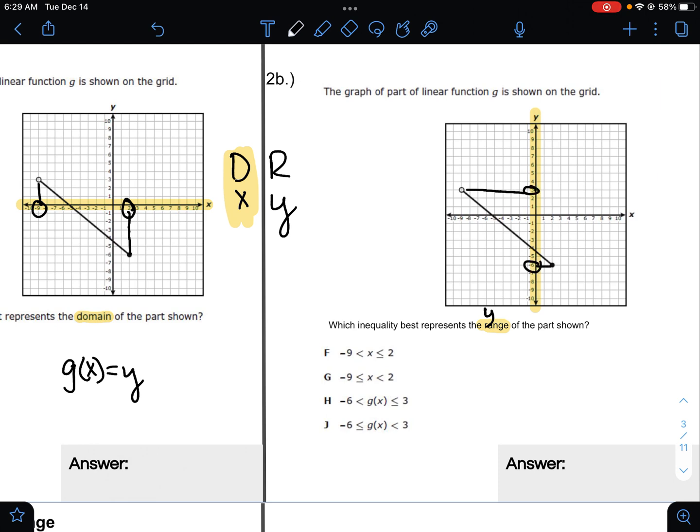If I look at my answer choices, I can eliminate the 2 answer choices that have x's with them. We don't want those. And then paying attention to my inequality signs, I have a closed circle, which means I should have the line underneath, and an open circle, which means I should have no line. So next to -6, I should have a line underneath, which would give me J.